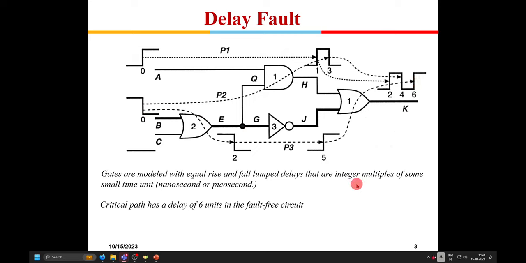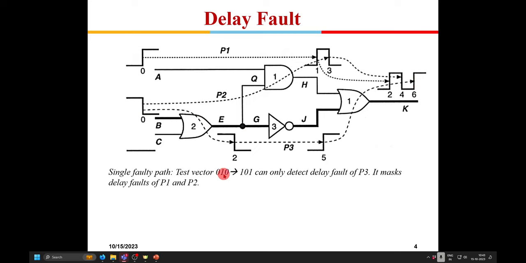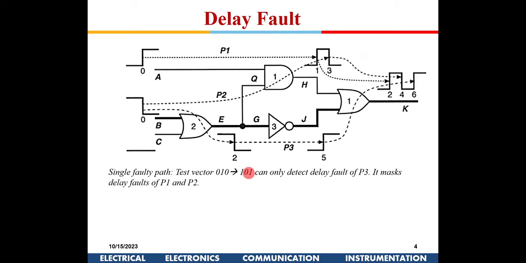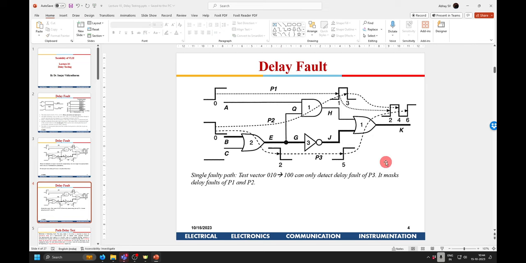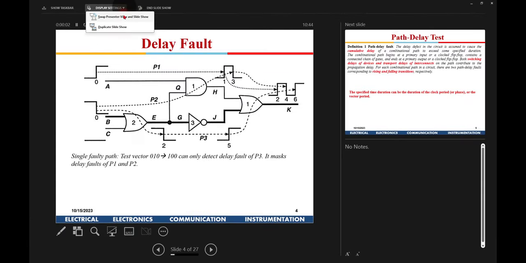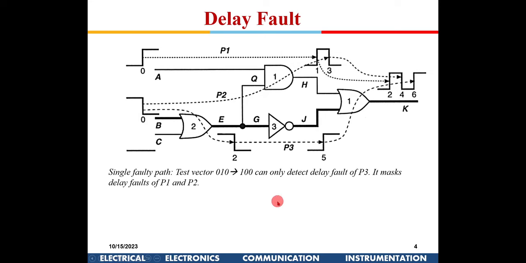And what are the test vectors associated with that? It is first 0, 1, 0. You have to give 0, 1, 0, or it could be 1 also, that doesn't matter, and the next test vector has to be 1, 0, 1. Is there any error here? Test vector 0, 1, 0, then 0, 1, 0, then 0, 0, 1, 0. C should be 0. This should be 0, right? So this is the test vector for this path.